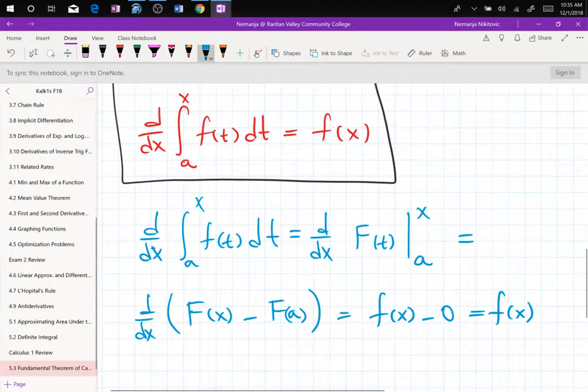So, if the problem over here says ln t, then this is ln x. If this is sine t, this is sine x. If this is 1 over t, this is 1 over x. It's always the same function. There's just a variable x.